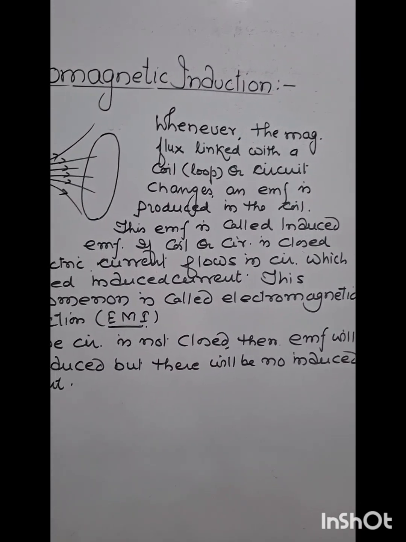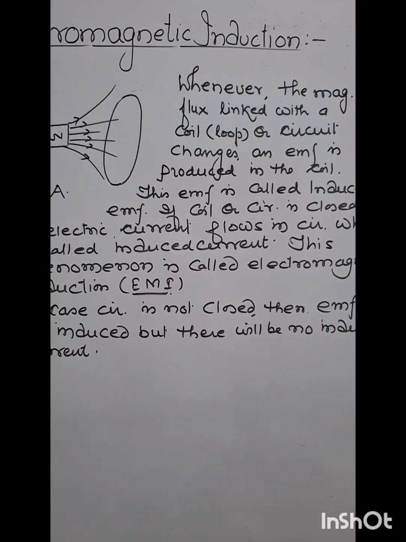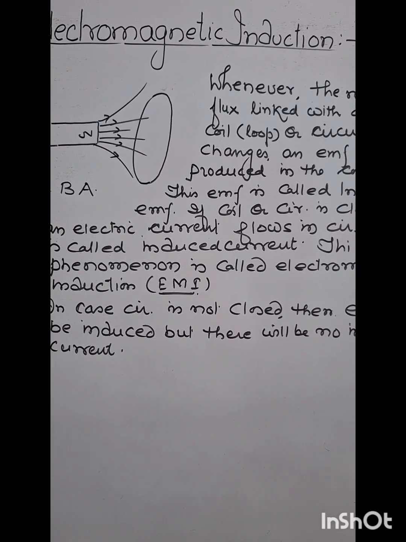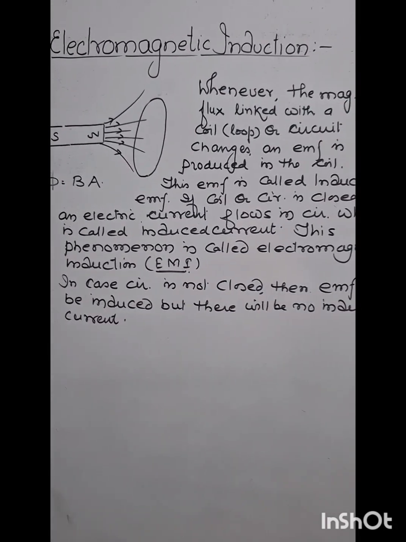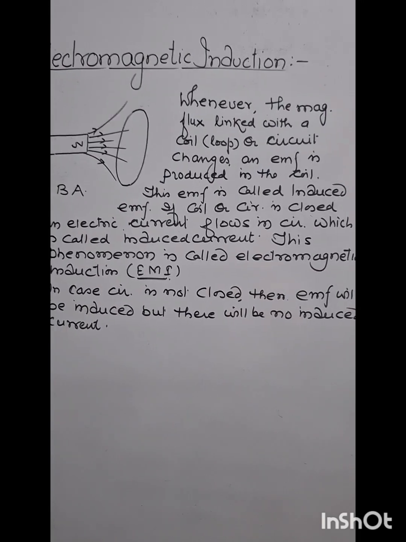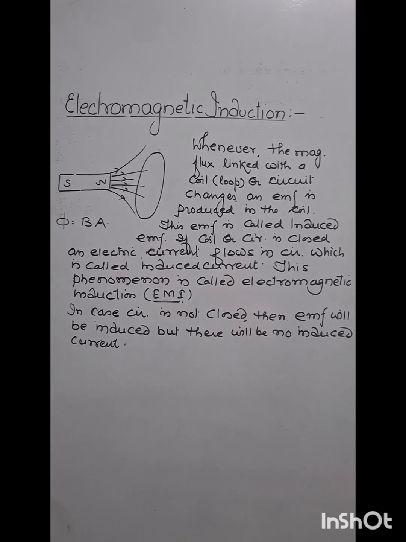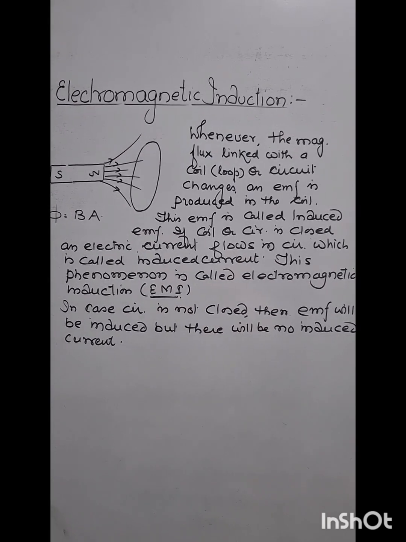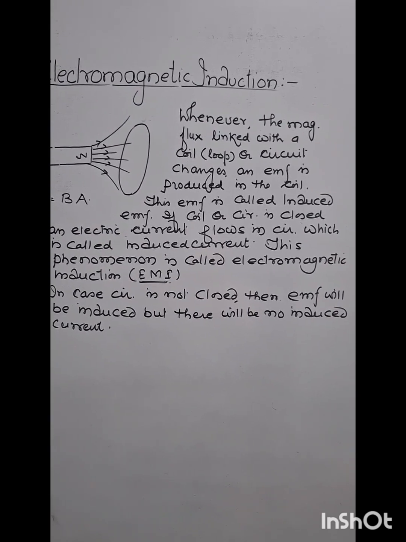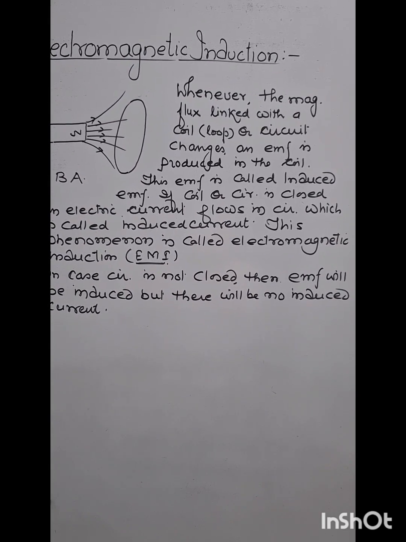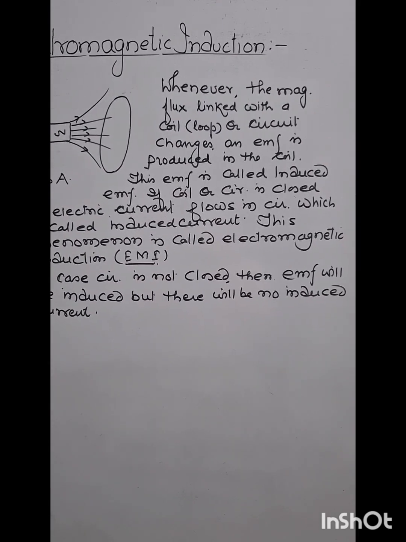The EMF is called induced EMF. As you are going to see, the coil is closed, or the loop is closed. In such cases, a current will flow in the coil. That current is called induced current, and the phenomenon is called electromagnetic induction. Students, if the coil is not closed, then induced EMF will be there, but no induced current will flow.